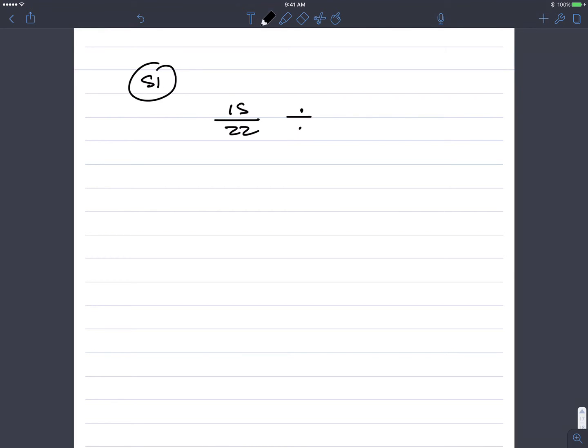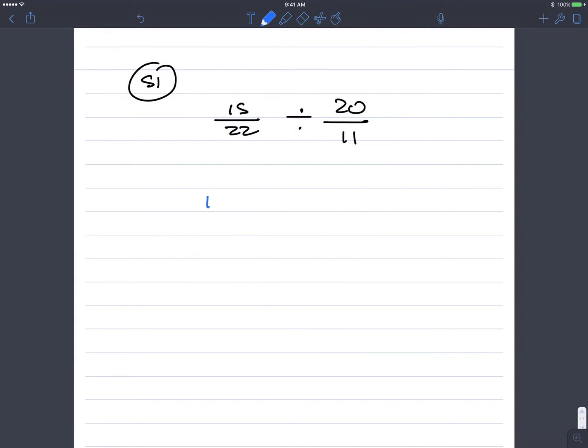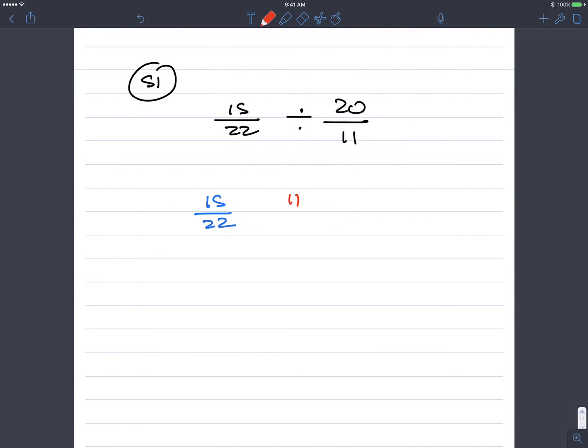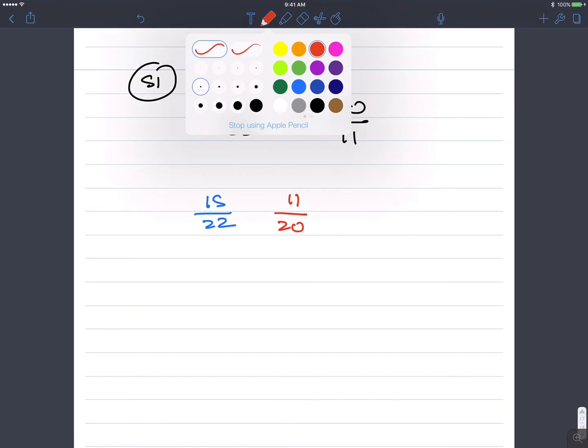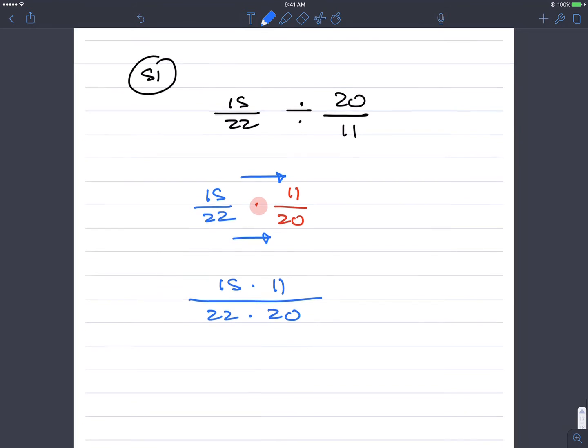15 over 22 divided by 20 over 11. Keep your first fraction the same and flip that second fraction over: 11 over 20, and now you multiply. You multiply fractions by multiplying horizontally across. 15 times 11 over 22 times 20.